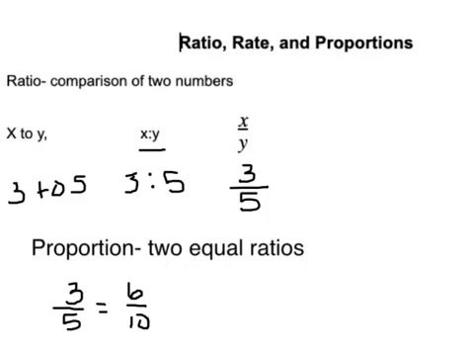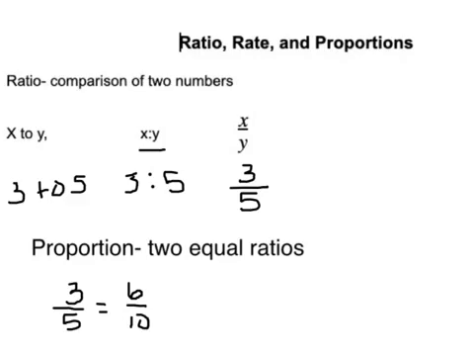If we take the 6 over 10, one way that we can tell that they're two equal ratios is that 6 over 10 actually reduces to 3 over 5. So one way of telling if something is a proportion is if we take each fraction and reduce them down to the lowest terms. If they're the same or they're equal, then it is a proportion.